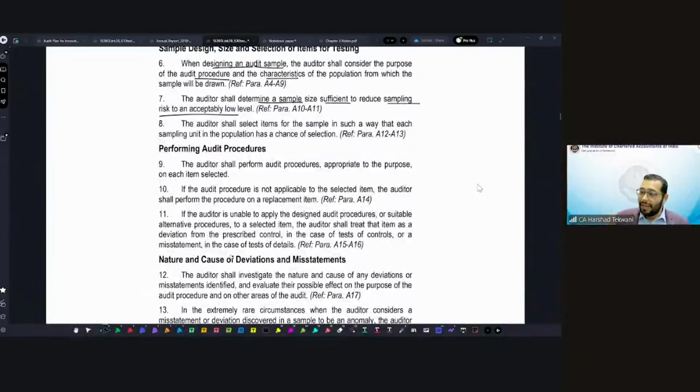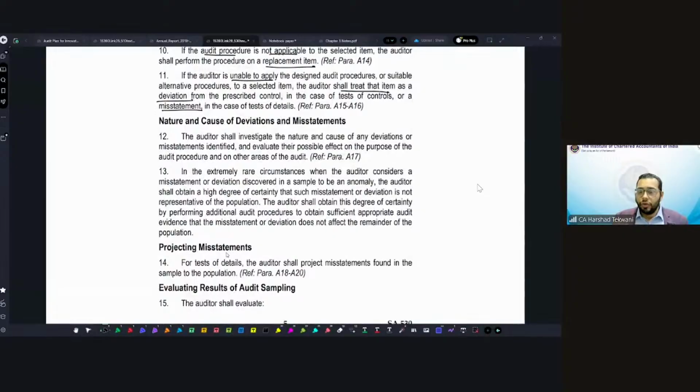Now, a very important part: the auditor shall select items in the sample in such a way that each sampling unit in the population has a chance of selection. You should not select the top 10 or top 5, because at that point it will become difficult in this area. Then perform the procedures. If the audit procedure is not applicable, replace the item. If unable to apply, treat that item as a deviation or as a misstatement. We discussed this point.